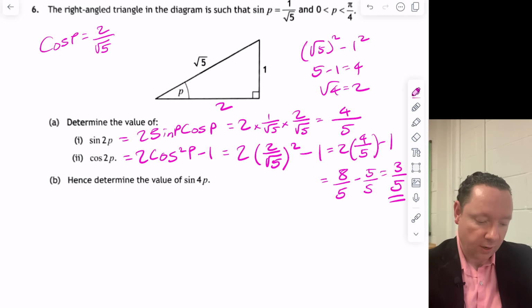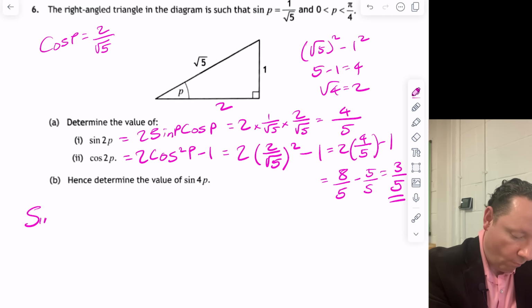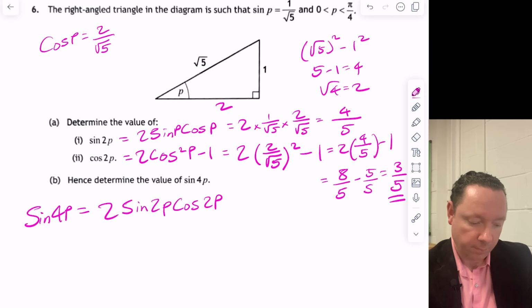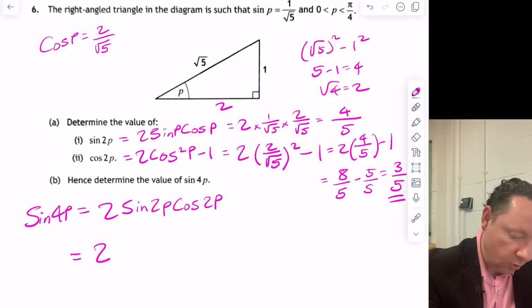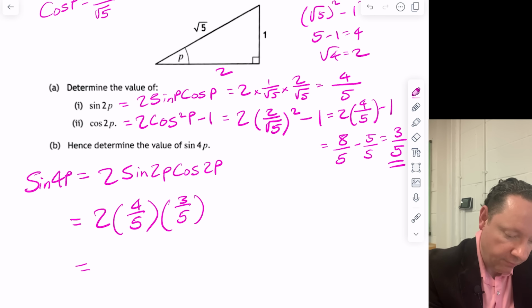Hence, determine the value of sine 4p. Now, sine 4p is like sine 2p. If sine 2p is 2 sine p cos p, then this will be 2 sine 2p cos 2p instead of p, because it's 4p instead of 2p. So then I can just substitute in. I know sine 2p is 4/5, so I can just write 4/5. And I know cos 2p is 3/5, so I can just write 3/5. So that gives me 2 4s is 8, 8 3s is 24, over 5 5s is 25.